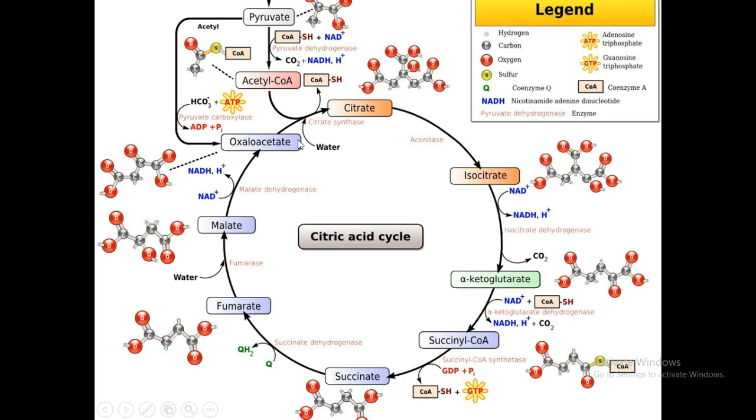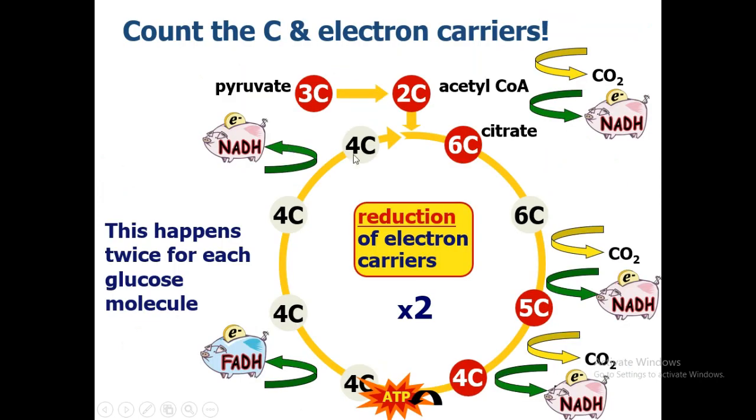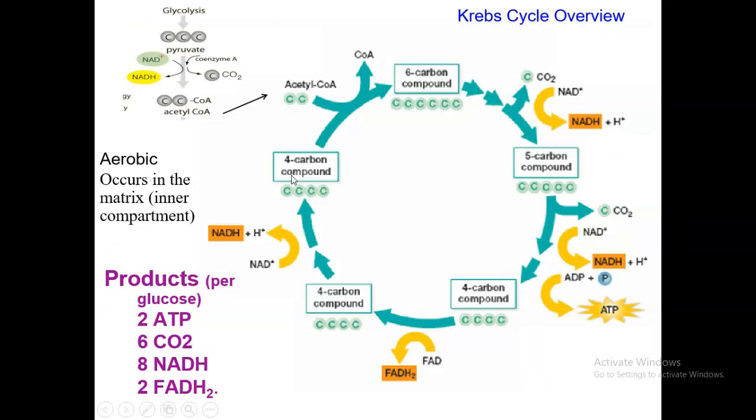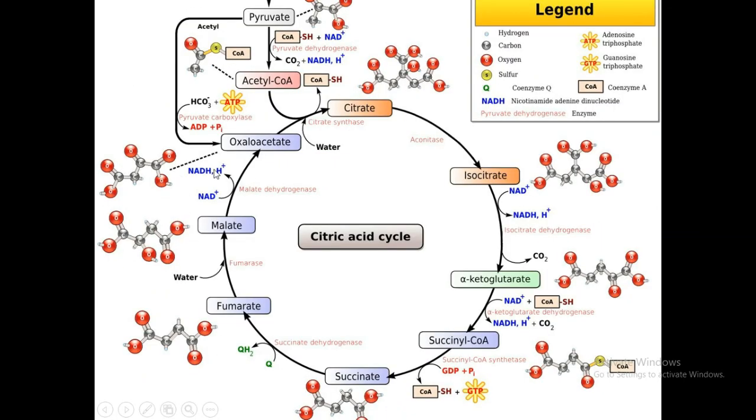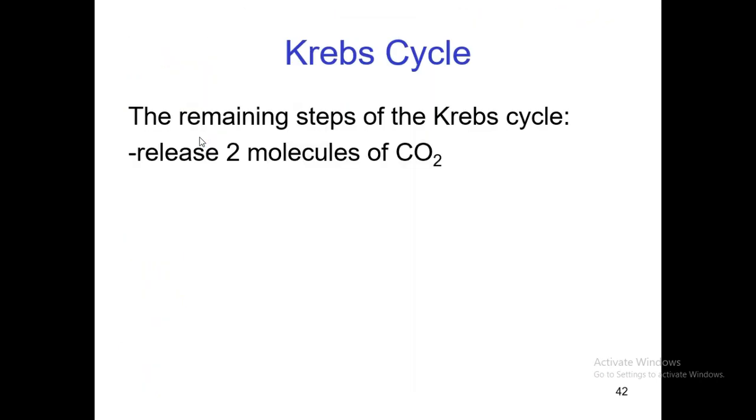Okay, remember that oxaloacetate is 4 carbon. So at the end of each cycle, oxaloacetate is regenerated. Why does oxaloacetate need to be regenerated? To produce another citrate, so that we can carry another acetyl-CoA, so that the citric acid cycle can run again and again. That's why it is very important that oxaloacetate is regenerated at the end. Okay?